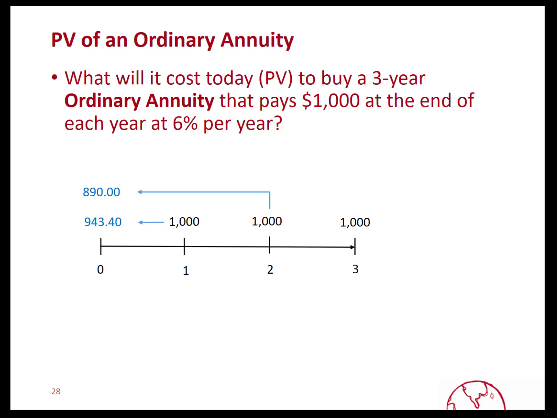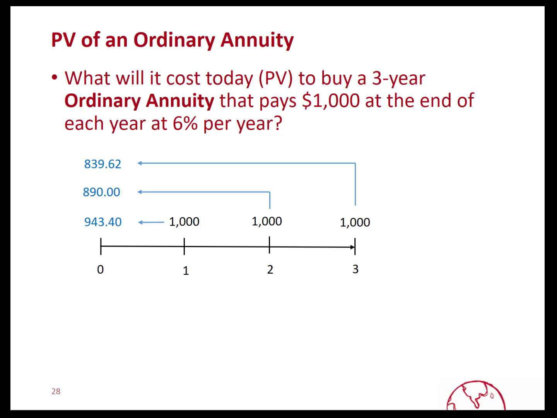For the money we receive at the end of the second year, we would have to invest $890 today. And to get $1,000 at the end of 3 years, we would have to invest only $839.62. Take a look. Does this make sense? For the first period, we have to put the highest amount in because it will only accumulate interest for 1 year at 6%.